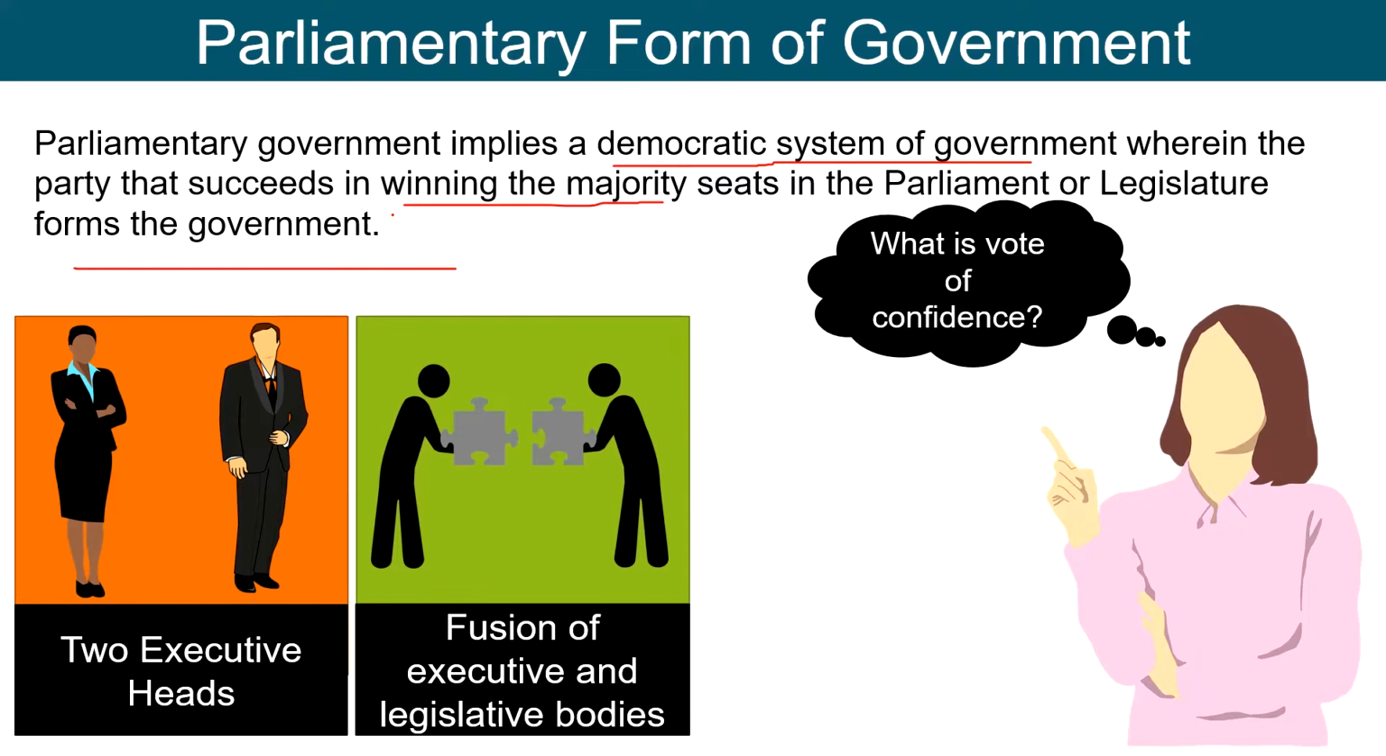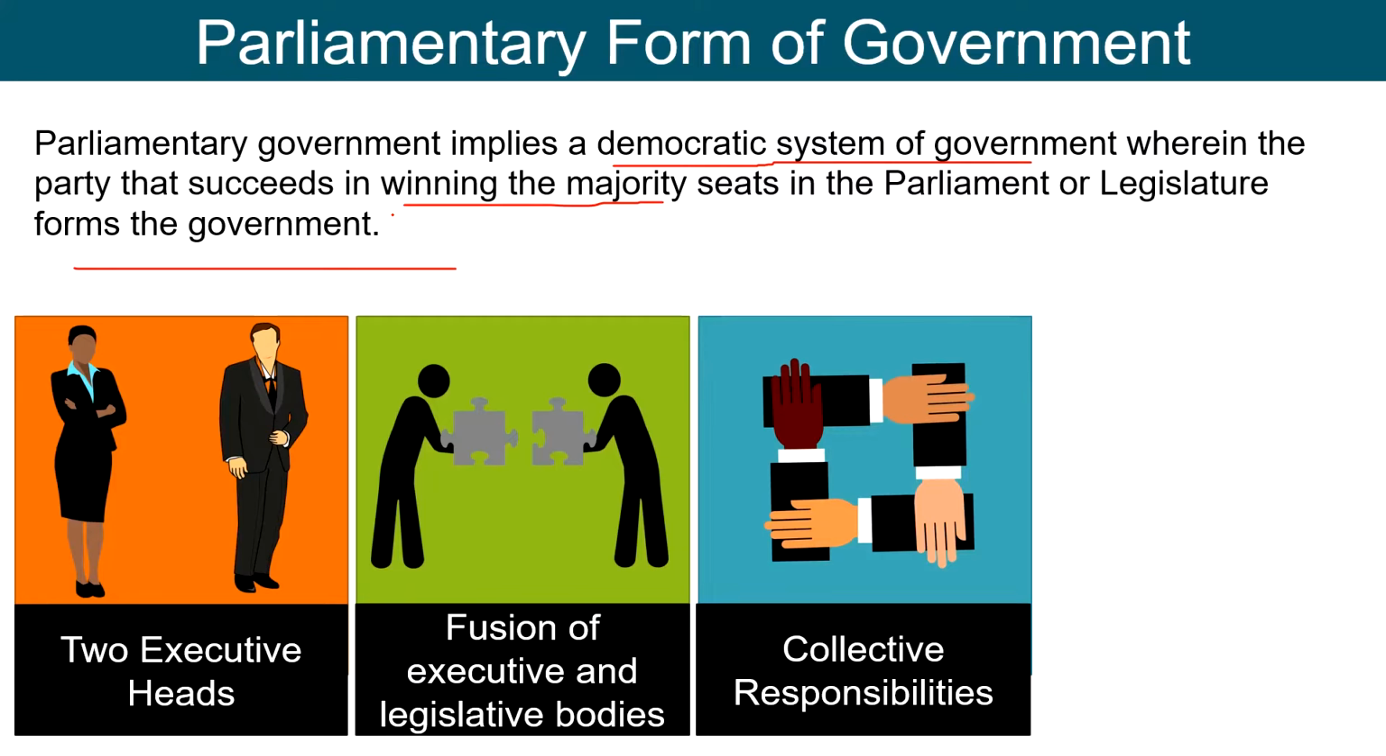Also, the members of the executive are answerable to the legislature regarding the activities of the concerned ministries. The legislature has the power to remove the government before the completion of its term by passing a no confidence motion. Moreover, the Prime Minister can dissolve legislature before the expiry of its term and call for new elections.